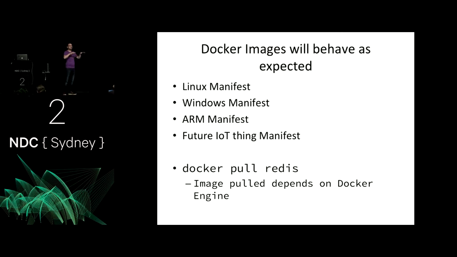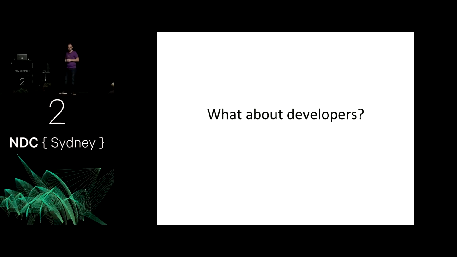So when you're moving around and running Docker containers on different architectures and different machines, it will look and feel the same, and Docker will do the right thing. You won't have to worry about prefixing it with Windows or having different versions or different names. That will all happen internally and under the covers for you.